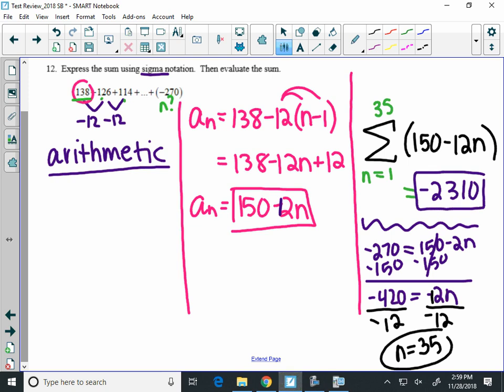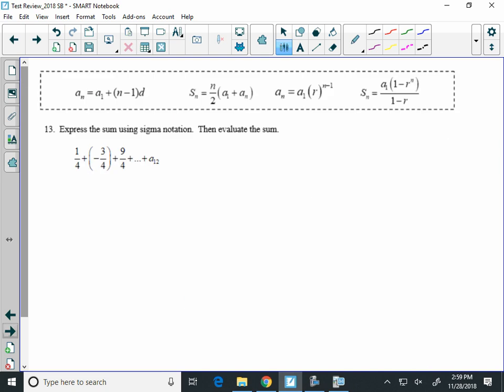All right, I also want to look at 13, because 13 is also using sigma notation. I just want to make sure that we understand. So for sigma notation here, this looks like it's going to be geometric, and I only know that right away because the signs are switching. I have positive, negative, positive, and anytime your signs are alternating, it means you're going to be multiplying by a negative number. So I can assume that this is geometric.